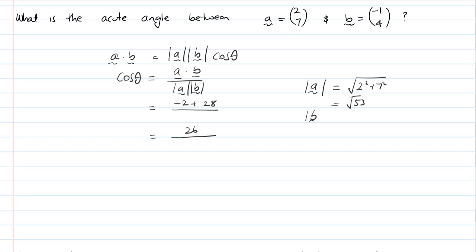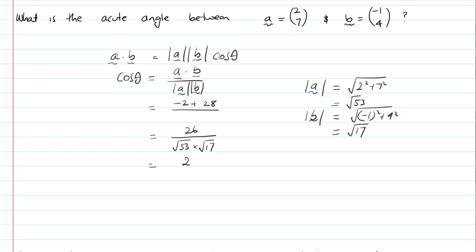And the magnitude of B will be equal to the square root of negative 1 squared plus 4 squared, which is equal to the square root of 17, because negative 1 squared is positive 1. And so we get 26 over the square root of 53 times the square root of 17. There's a lot of prime numbers in that 53 and 17 situation, so there's not a great deal that we can do to simplify this, except to bring those two together.